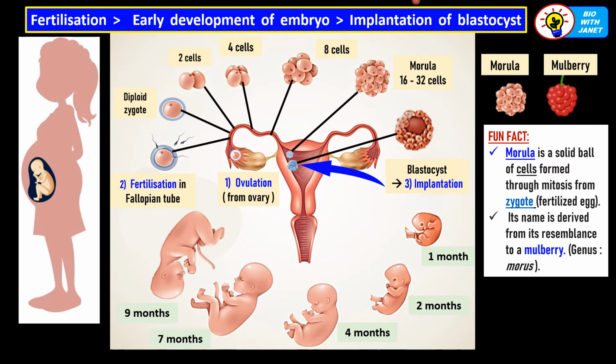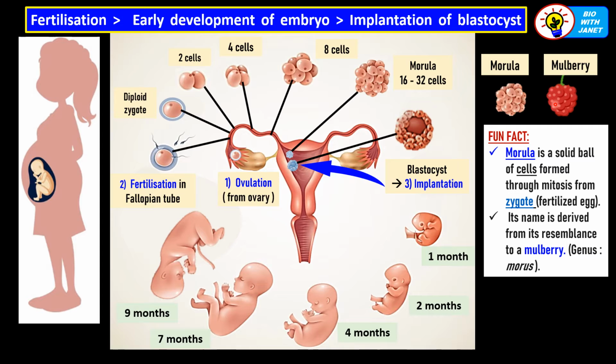So here again is a diagram that shows the early development of the embryo. So this part has been discussed earlier, in the previous slides. Now, this is a fun fact. The morula is a solid ball of cells formed through mitosis from the zygote, right? And its name is actually derived from its resemblance to a mulberry fruit.